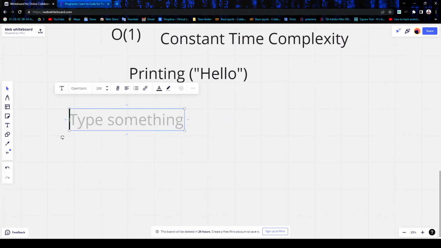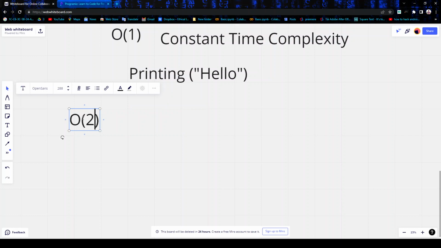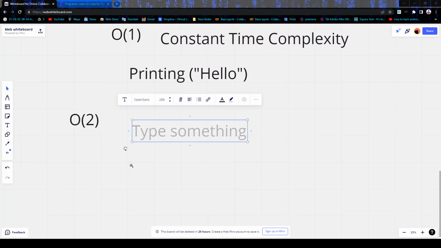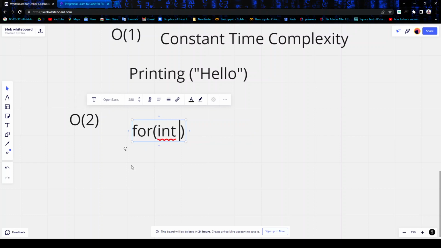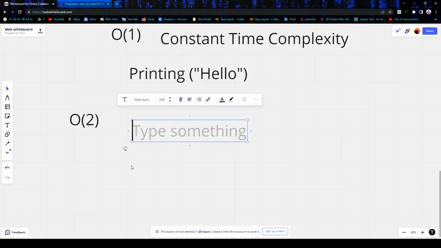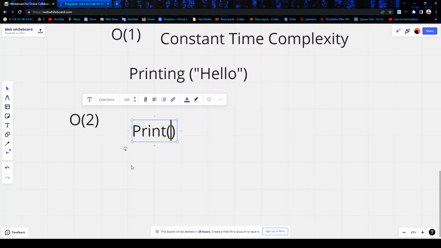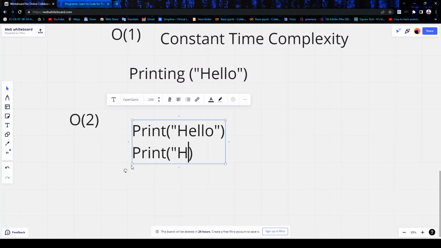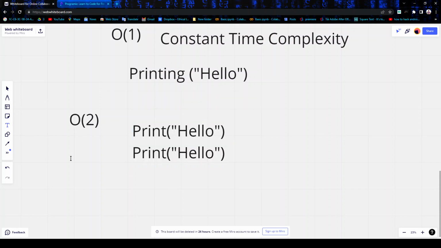Now what is the next constant time complexity? That is O of 2. That means it is taking 2 units of time. Now what is 2 units of time? Let's say we are having two print statements. Let's keep it easy. I'm having print hello, and again I'm having print hello. So what is going to happen? It will take 1 unit of time, and again it will take 1 unit of time. So in total, we are having the time complexity as O of 2.